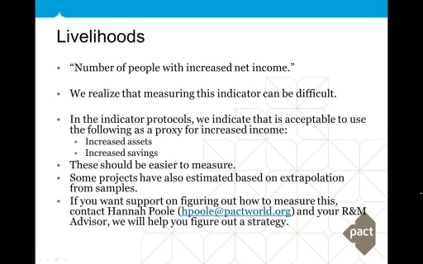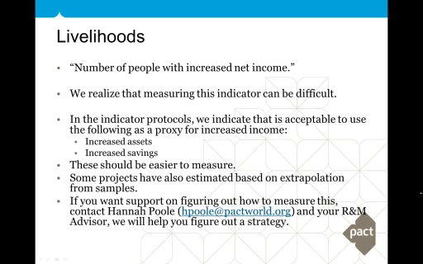The other thing that I'd like to emphasize is that even if you really feel that you have no way of measuring this at all, we would still like you to report on the livelihoods indicator so that we can get the total number of people that you work with. So even if you feel that you absolutely cannot in good conscience report a number for number of people with increased net income, go ahead and report 0 for that so that we can get the total number of people who are worked with in livelihoods programs.